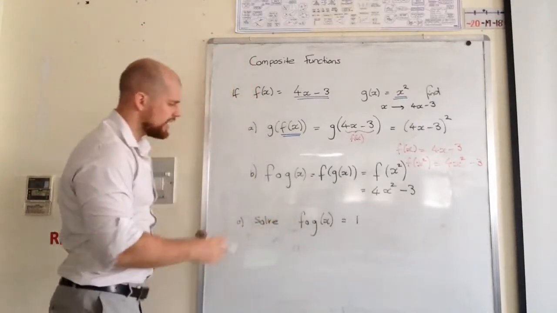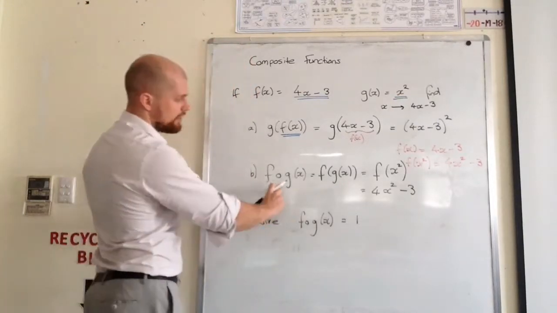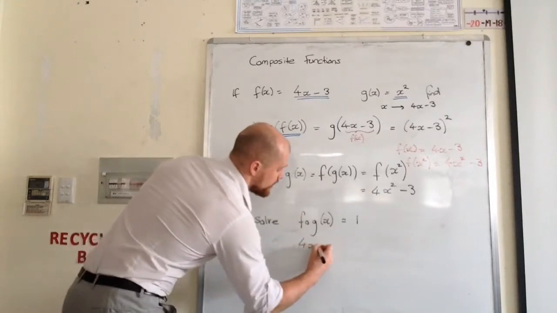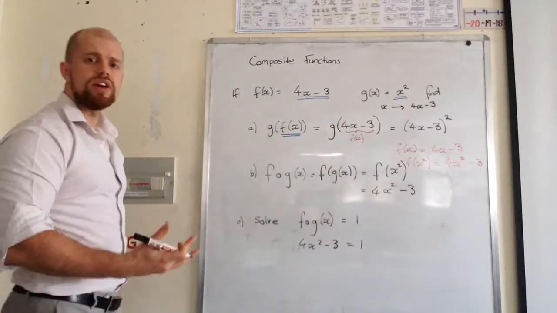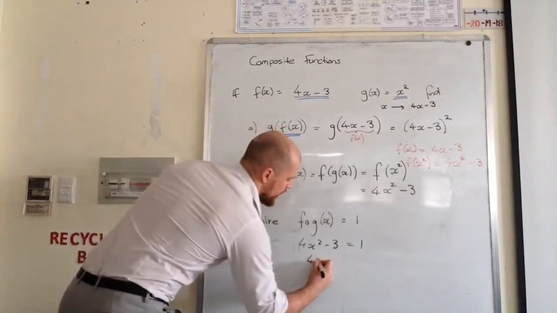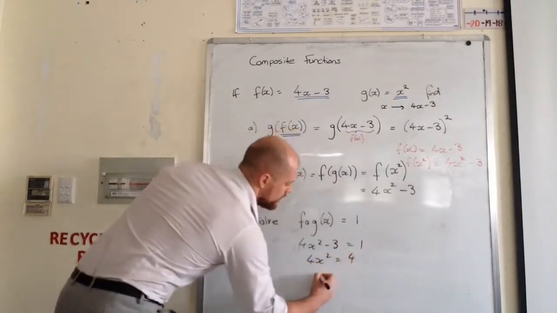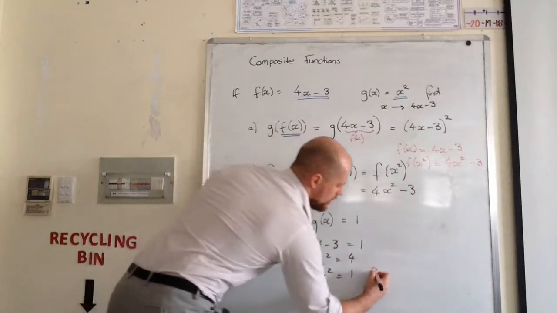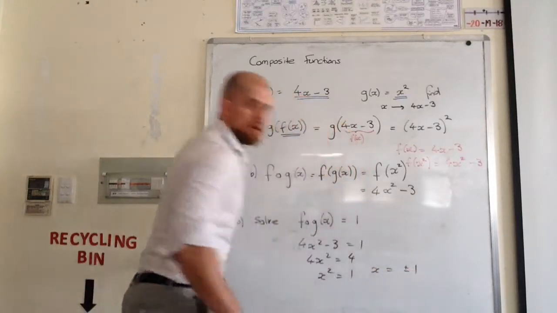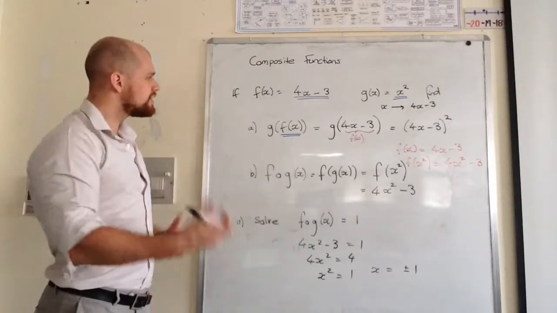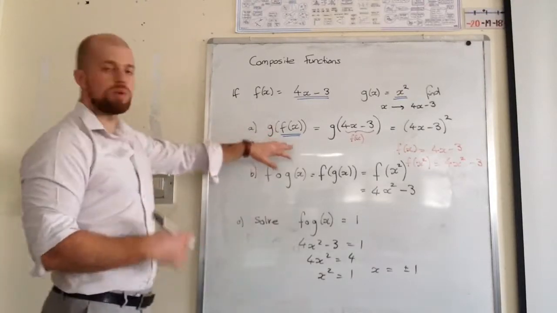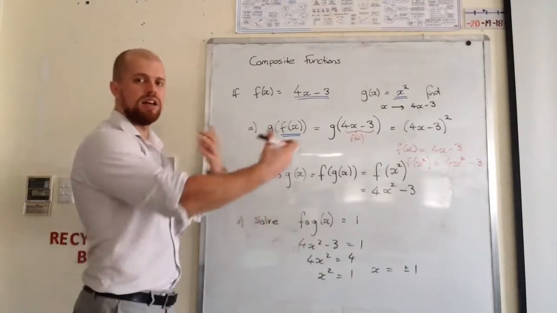Finally, I'm going to solve it. I'm going to solve f of g, which I already have. That's 4x squared minus 3 equals 1. So all I do is rearrange and solve. 4x squared equals 4, therefore x squared equals 1, so x is plus or minus 1. And that's how you would use composite functions. The only difficult thing is remembering which one you do first, and you always work from the inside going out.